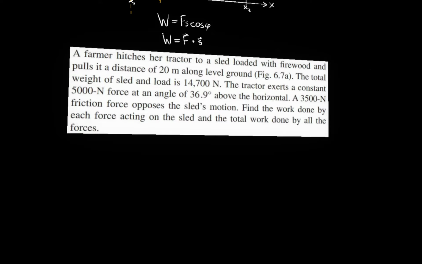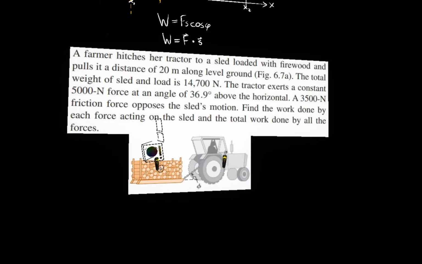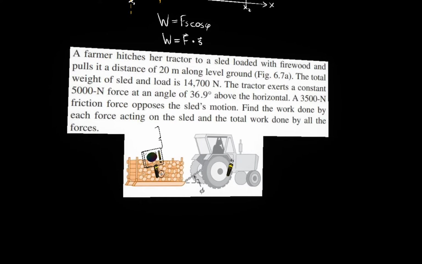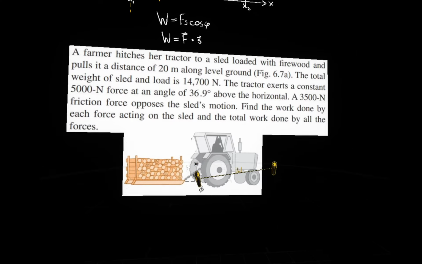So we have a tractor here. There's an image that goes along with it if you want to get a nice visual of what's going on. A farmer hitches their tractor to a sled loaded with firewood and pulls it a distance of 20 meters along level ground. The total weight of sled and load is 14,700 newtons. The tractor exerts a constant 5,000 newton force at an angle of 36.9 above the horizontal. Okay, so we've done problems like this before.